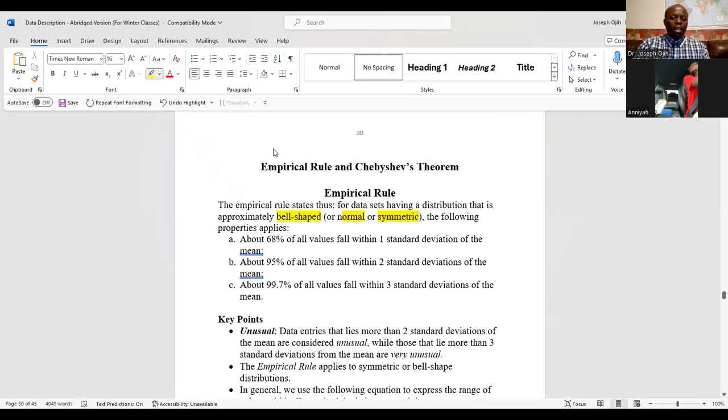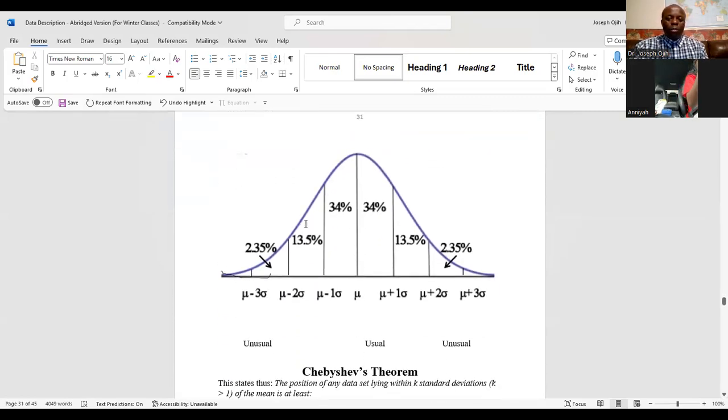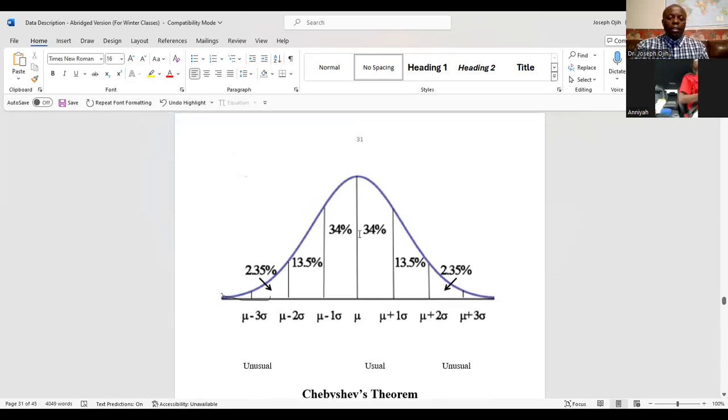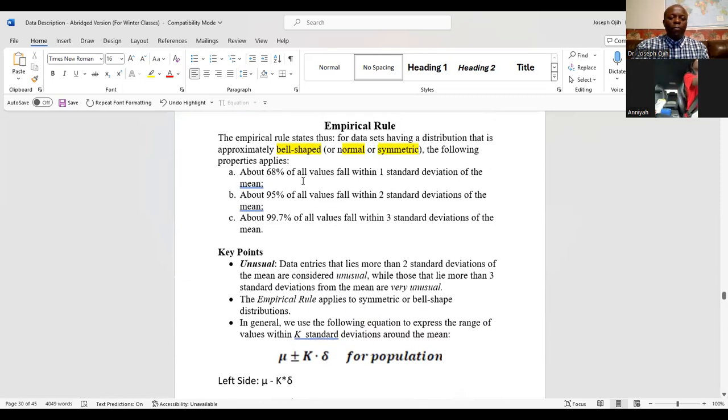So that means if it doesn't have all these qualities, you can't use the empirical rule for it. There's a chart. We have looked at this kind of chart before when we did shape of distribution. These numbers are set in stone. Now let's explain again. It says here about 68% of values fall within 1 standard deviation of the mean.